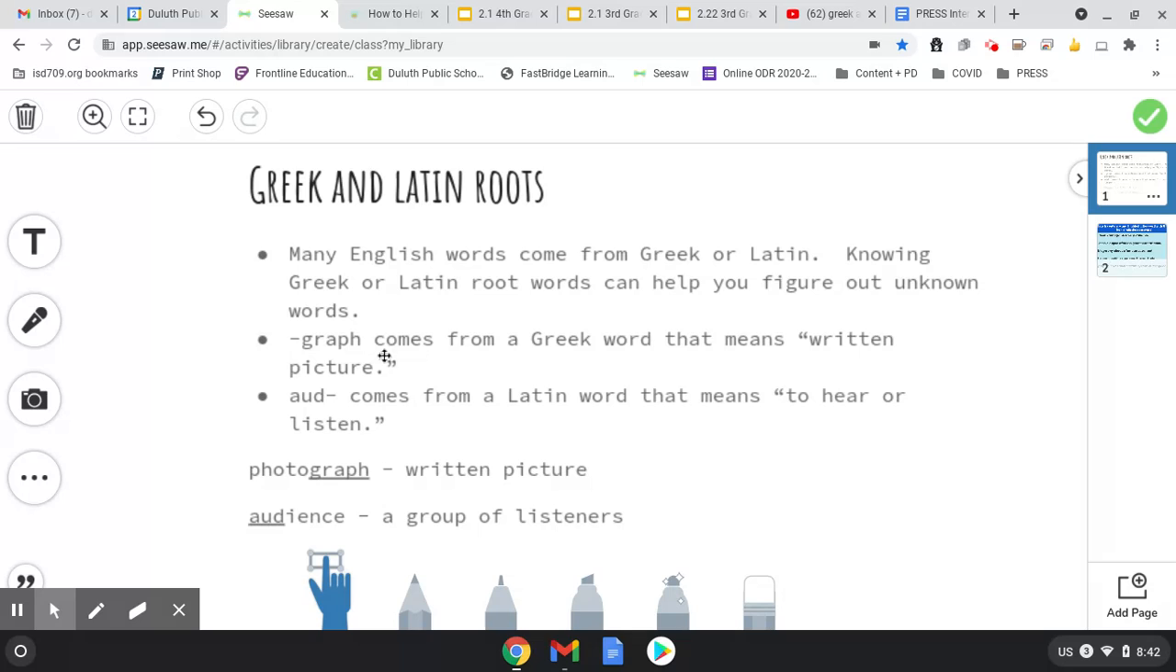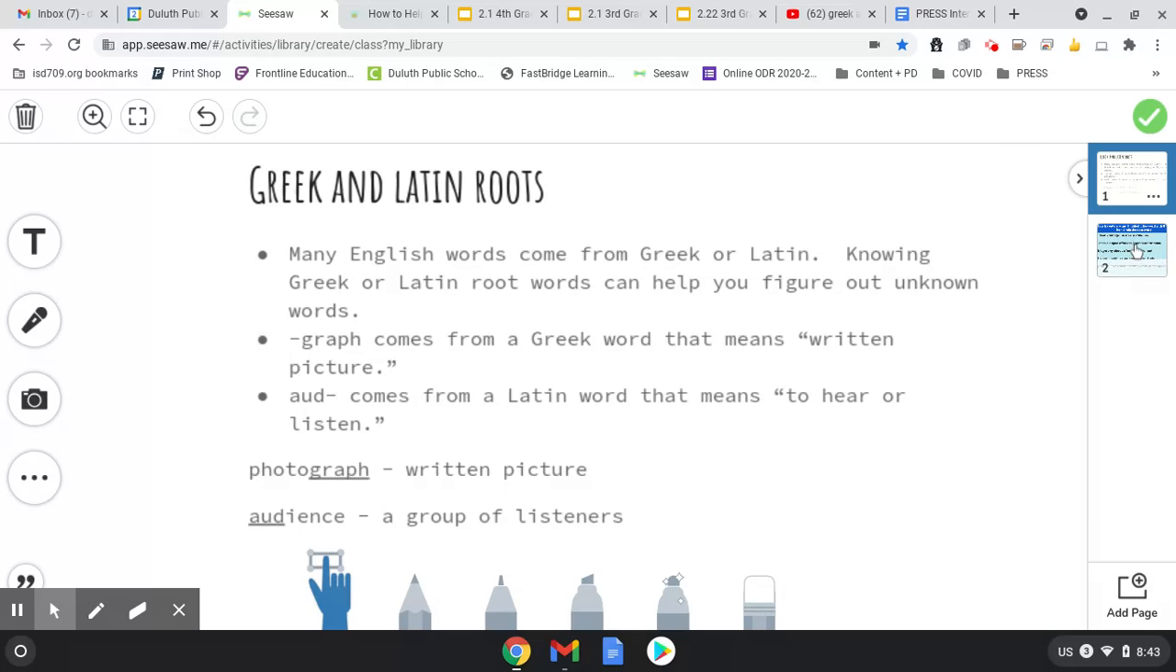So, for example, the word part graph in English comes from a Greek word that means written picture. Okay. And the word part aud, A-U-D, comes from a Latin word that means to hear or listen. So it makes sense for words like photograph, right? If graph means written picture, it makes sense for a photograph to be a picture that's printed out, right? For audience, if aud means to hear or listen, it makes sense that audience is a group of listeners.